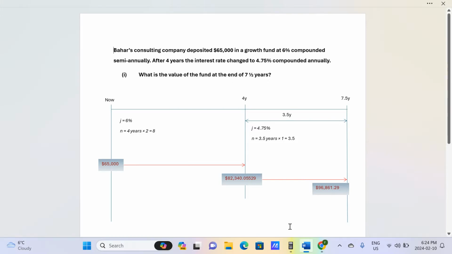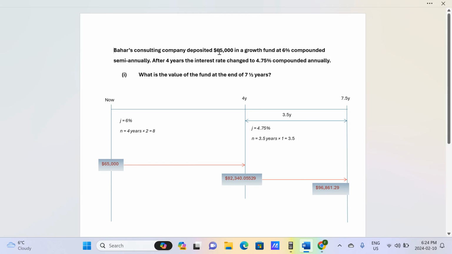A consulting company deposited $65,000 in a growth fund at 6% compounded semi-annually. After 4 years, the interest rate changed to 4.75% compounded annually. What is the value of the fund at the end of 7.5 years?